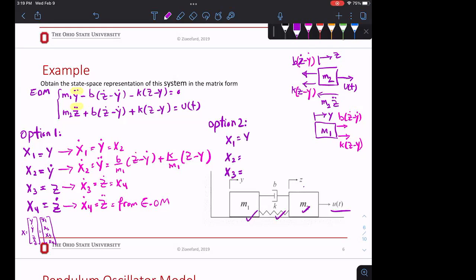Now look at this. If I say this is y minus z, this is y dot, this is z dot, then x dot 1 is y dot minus z dot, x dot 2 is y double dot, x dot 3 is z double dot, right? So this one from the equation of motion, this one from the equation of motion, and this one is y dot minus z dot. So it's x2 minus x3.